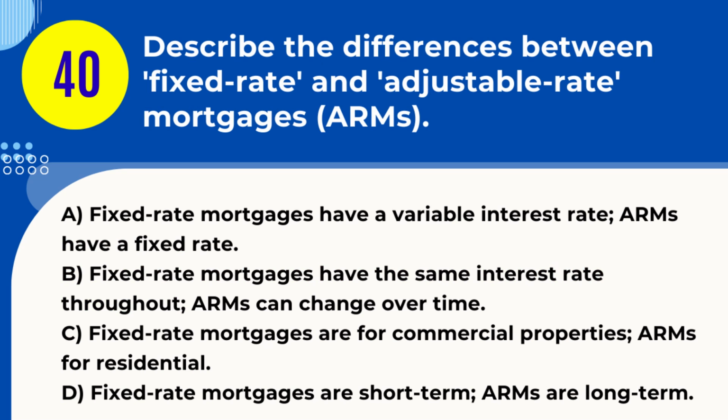Question 40. Describe the differences between fixed rate and adjustable rate mortgages, ARMs. A. Fixed rate mortgages have a variable interest rate. ARMs have a fixed rate. B. Fixed rate mortgages have the same interest rate throughout. ARMs can change over time. C. Fixed rate mortgages are for commercial properties. ARMs for residential. D. Fixed rate mortgages are short term. ARMs are long term.